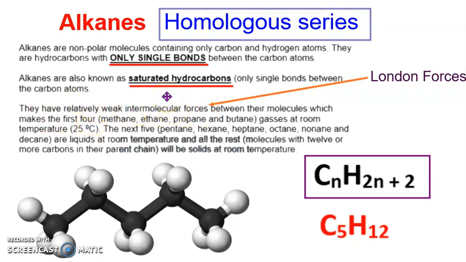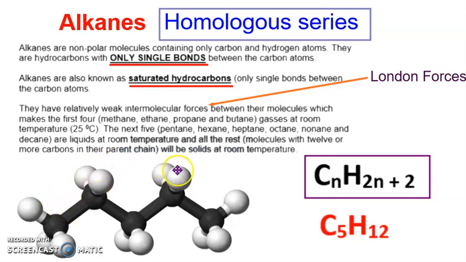They have relatively weak intermolecular forces. If you remember from the videos on intermolecular forces, I always told you that hydrocarbons are non-polar molecules, and we know that the intermolecular force between non-polar molecules is the weak London dispersion forces, or weak London forces. Now, the first four alkanes, which are methane, ethane, propane, and butane, and I'm going to explain the naming later on in this slideshow, are gases at room temperature. The next five are liquids at room temperature, and only molecules with 12 or more carbons in their parent chain are solids at room temperature.